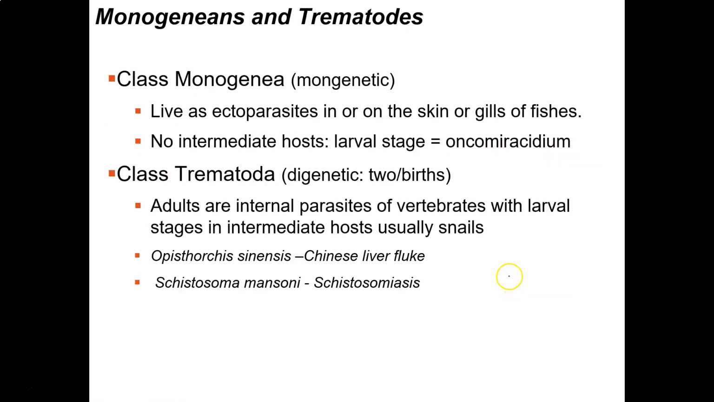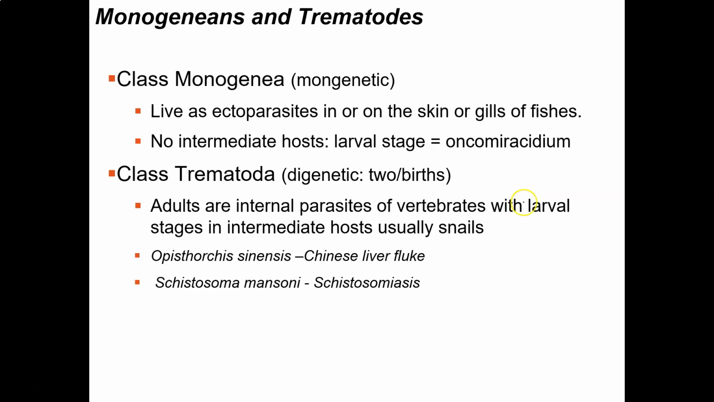So there are two classes now in the trematodes. One's called monogenea, which means it has no intermediate hosts. The larval stage is an oncomiracidium.